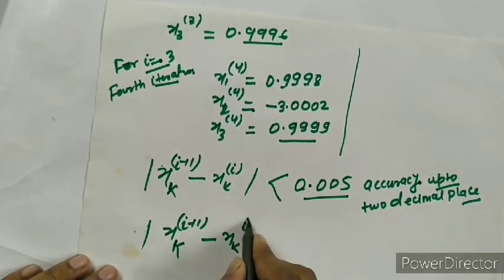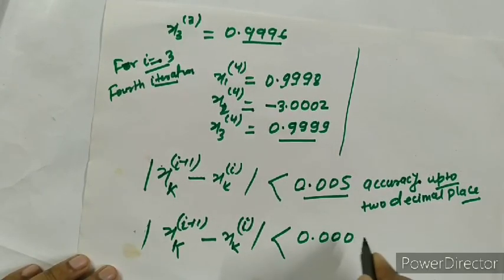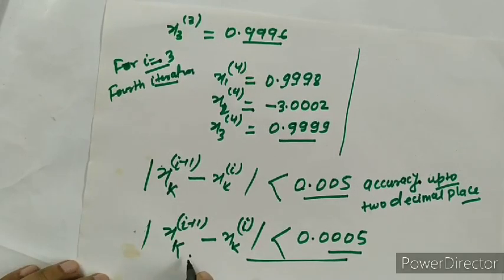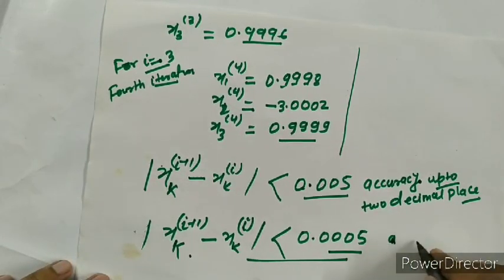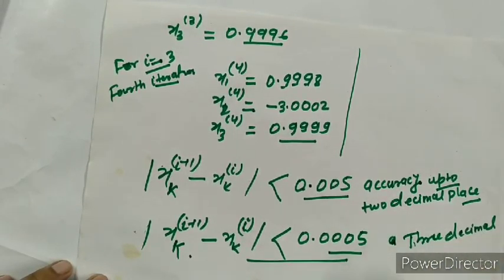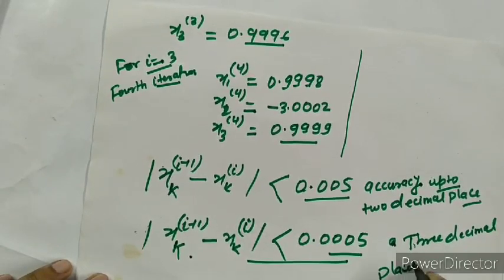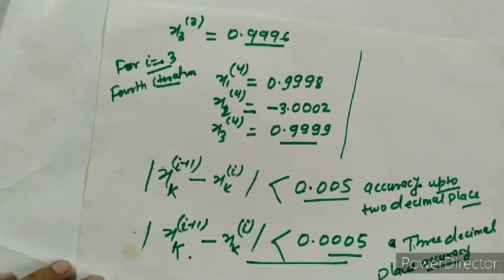Similarly for 3 decimal places, what we have to do is check the consecutive 2 iterations: x k at i plus 1 minus x k at i is less than 0.0005. If this holds, then we stop here. This is the 3 decimal places accuracy. Okay, so we will stop here. Thank you.